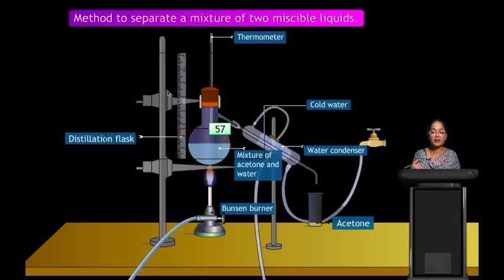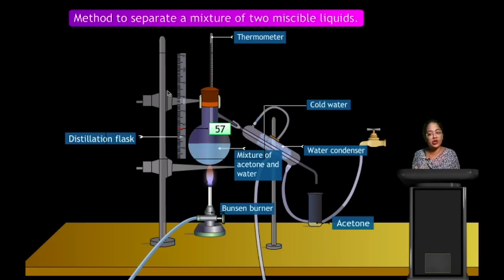So once the Bunsen burner starts burning, and once the liquid gets warmed up inside the distillation flask, what's happening here? The temperature is raised to 57 degrees Celsius. Once it rises to 57 degrees Celsius, the ethanol in the mixture starts evaporating.